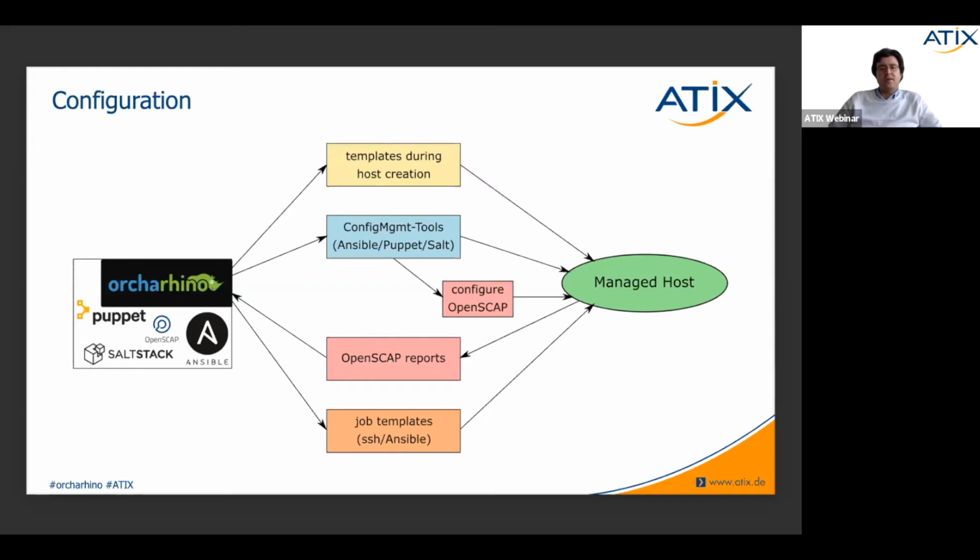The last step we have here from configuration are job templates, which can be run either via SSH or Ansible. So if we have to run several scripts or several commands several times on many servers, we can just define the script in orcharhino. This is then a so-called job template, and we can just roll it out on one server or on many servers just as we need it.